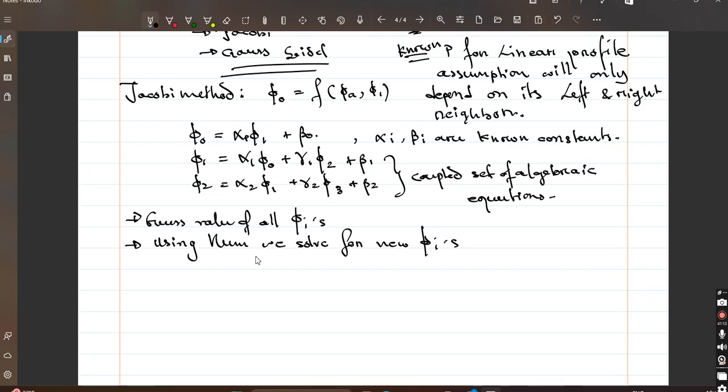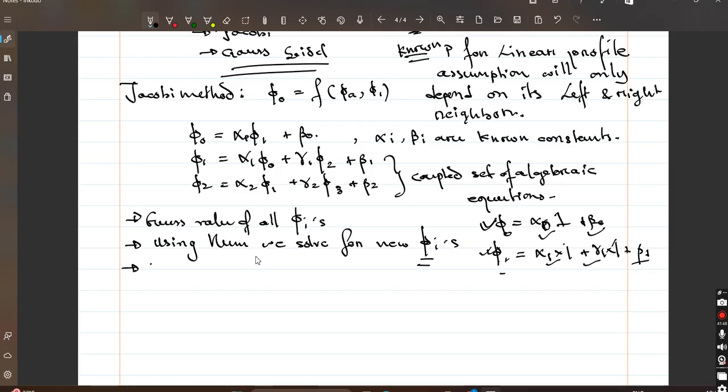Then we'll solve this equation, right? Because phi naught will be nothing but alpha naught times 1 plus beta naught, and these are constants we know, so we get the phi naught value. Now phi 1 will be some alpha 1 times 1 plus gamma 1 times 1 plus beta 1. These are all known. We'll get the phi 2 value like that. So once we have done that, we'll have a new set of phi i's, right?